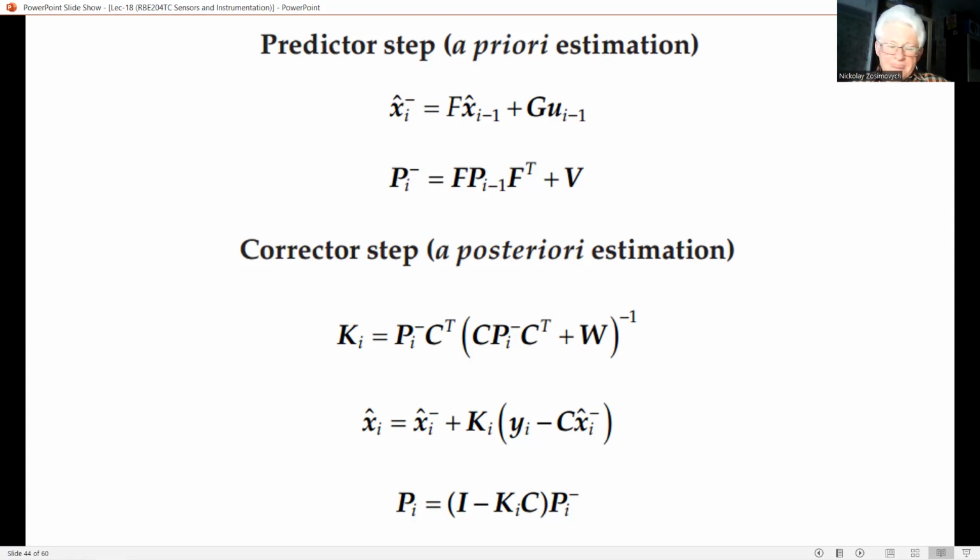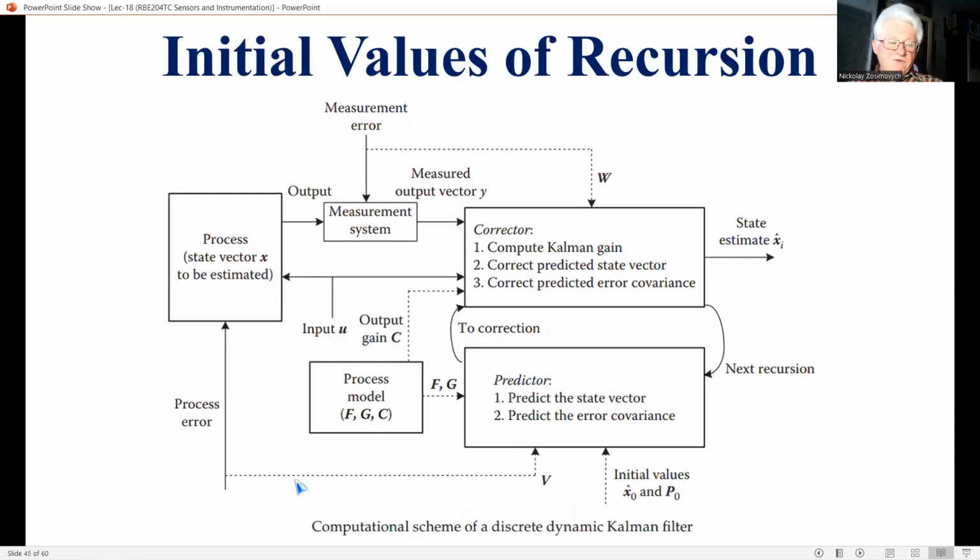Predictor step, a priori estimation, as you may see from these first equations, and correction steps here in this equation. So in the prediction step, it's all one step, one equation. And the next three equations are the correction, all three for correction.